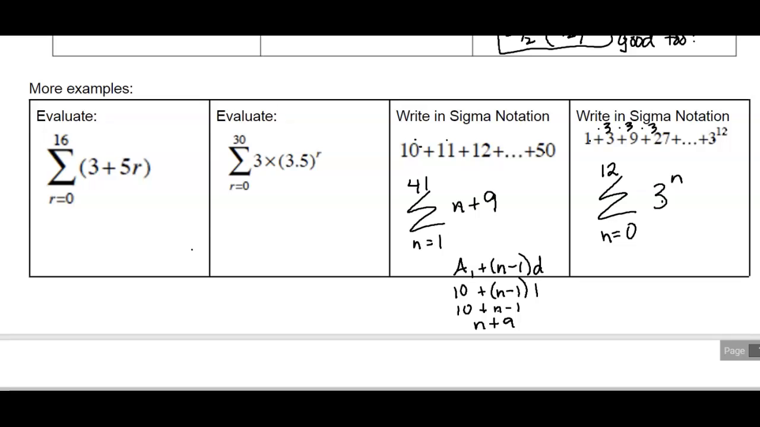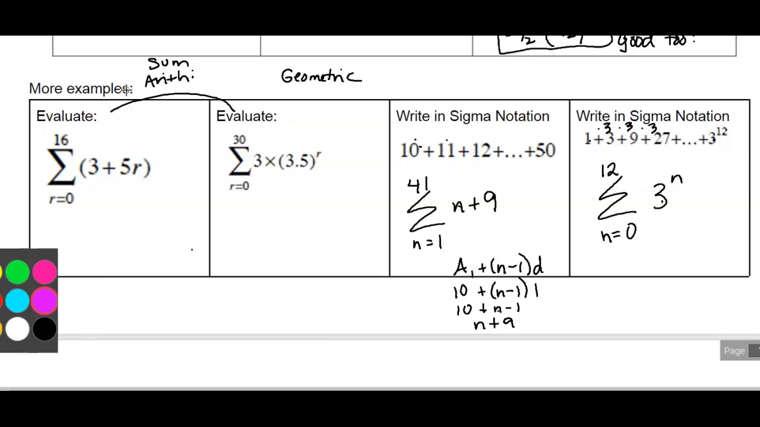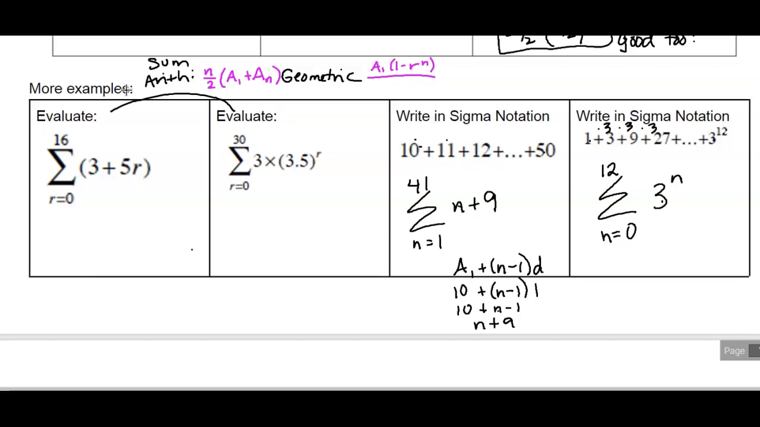Okay, so the last two examples are evaluating. When you evaluate, because it's sigma, you want to find the sum and you want to recognize if it's arithmetic or geometric. Then we can use the sum formula. Remember, for arithmetic, it was n over 2, a1 plus an, the first and the last. For geometric, it was a sub 1, 1 minus r to the n, all over 1 minus r.